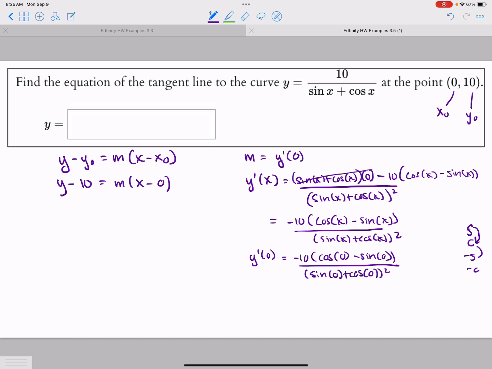Sine of 0 is 0. Cosine of 0 is 1. So I have a negative 10 on the top and 1 on the bottom, so I just have negative 10. Plugging that back in for my slope, and solving for y just because they have it in this y equals form. There's my equation of the tangent line.